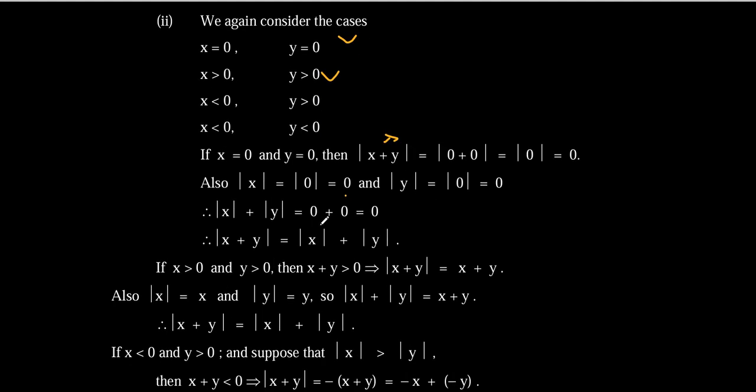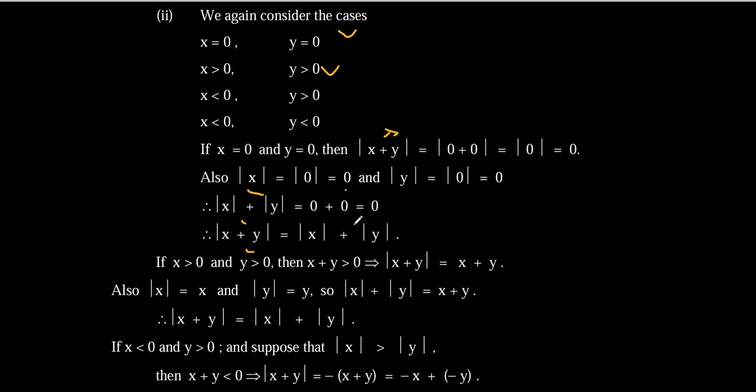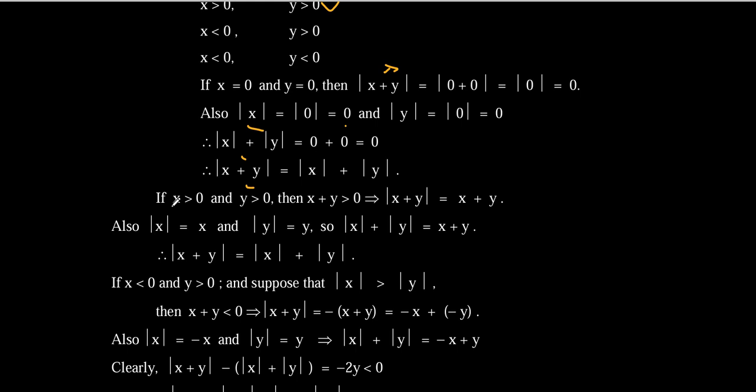The remaining lines are just explicit definitions of the previous one. So if you take the absolute value of x plus y, when both x and y are 0, then it is equivalent to the absolute value of x plus the absolute value of y. Now we come to the second part.